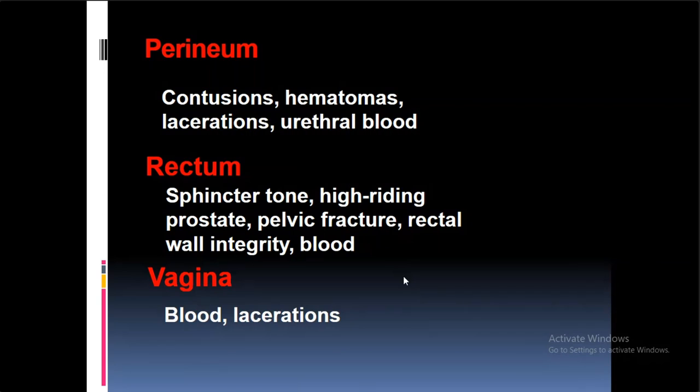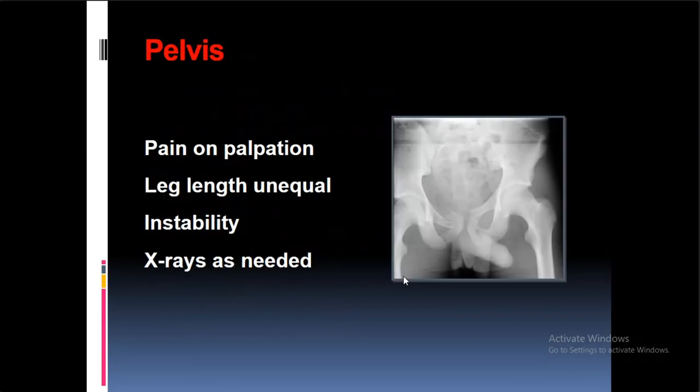Rectum, I should see the sphincter tone and high riding prostate. Pelvic fractures, I feel it. Rectal wall integrity and blood. The vagina, the same thing. In the pelvis, I should know about the pain on palpation, leg length discrepancy or inequality, and instability of the patient, or the patient cannot move his lower limbs, and X-ray if needed.